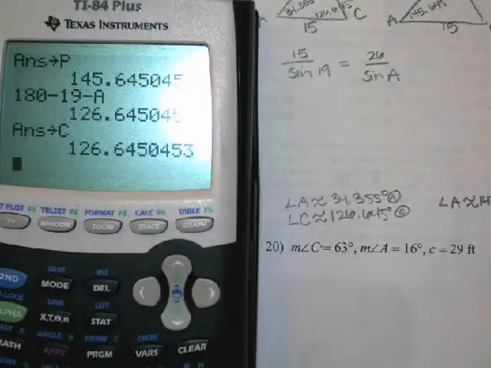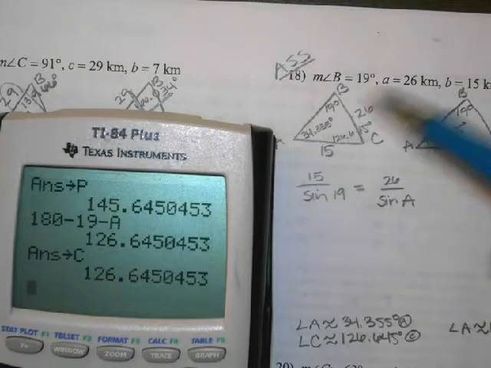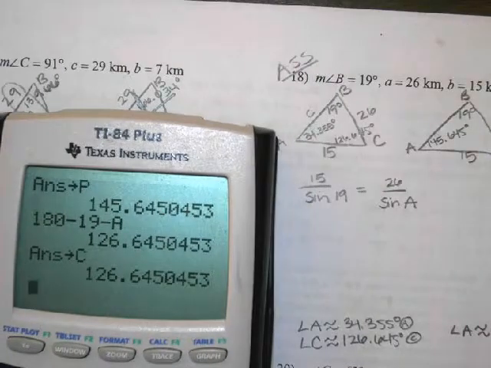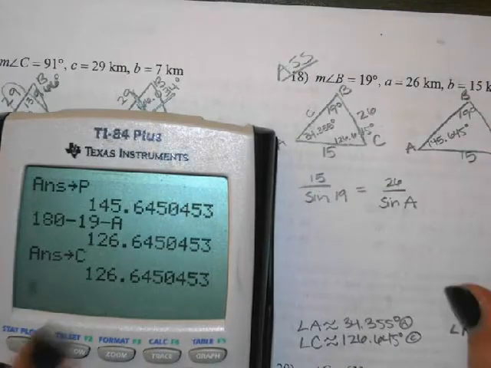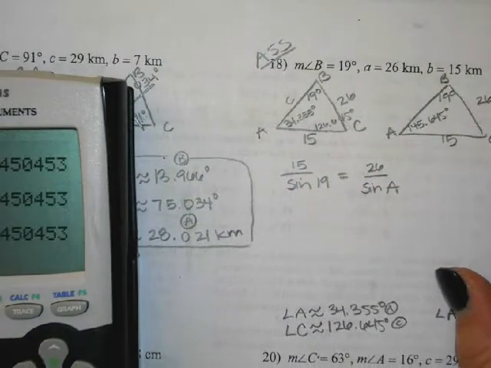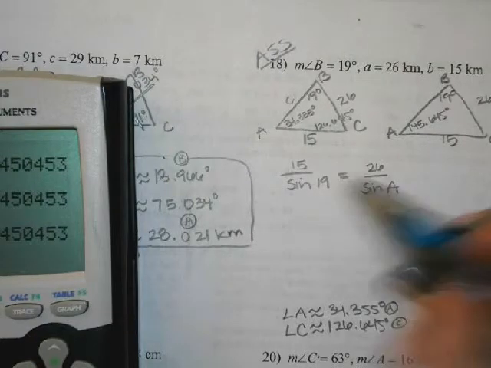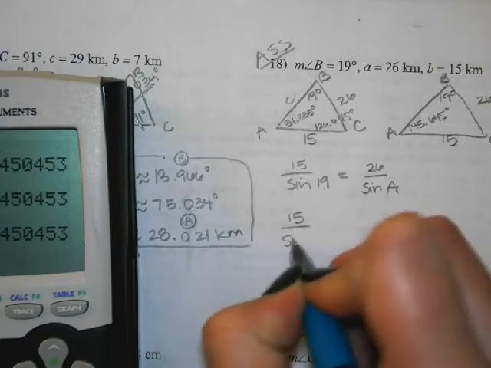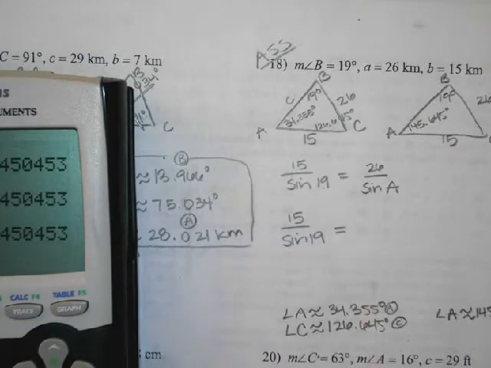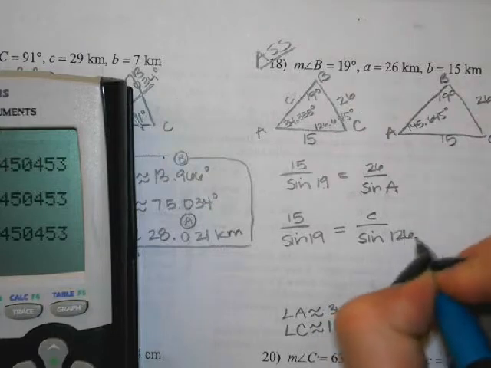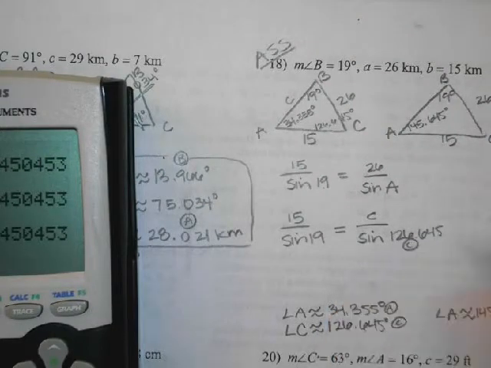Okay, so now we have all three angles, and we have side A and side B. We just need to get side C. And how do we get side C? We're going to use 15, and we're going to use sine 19. So I'm going to say 15 over sine 19 equals C over sine 126.645, which remember I stored as C.